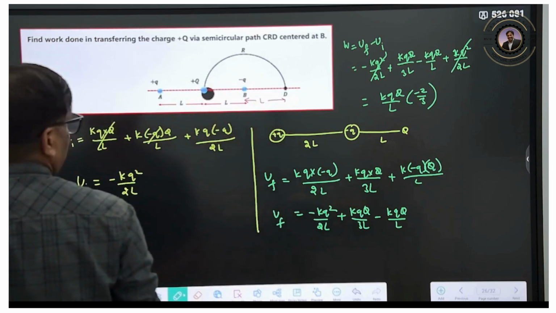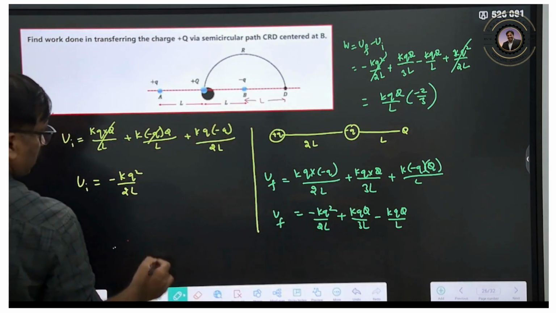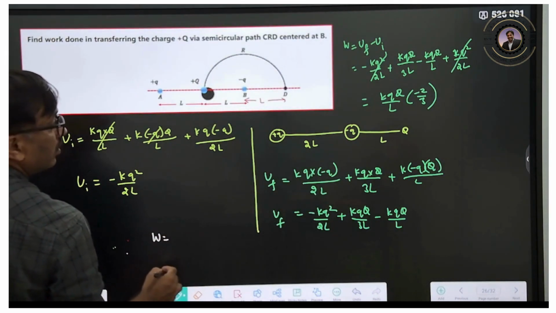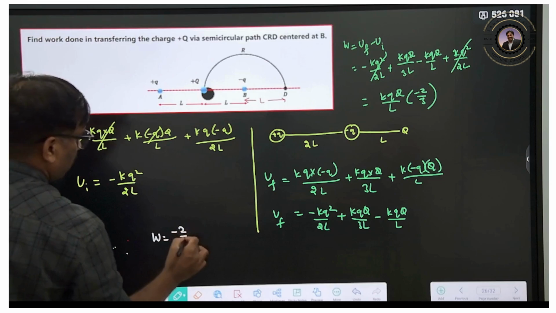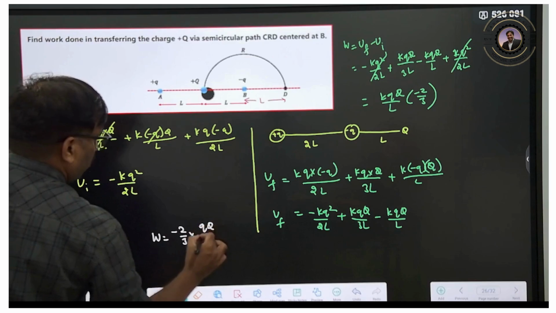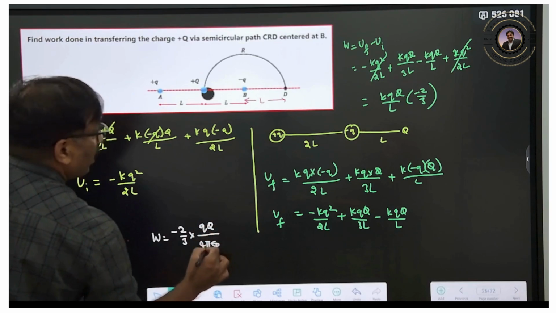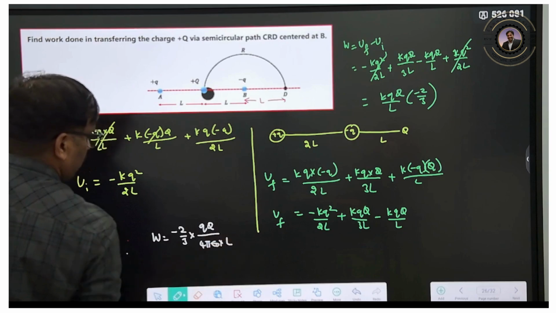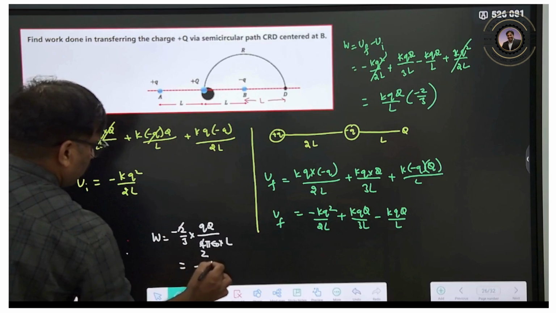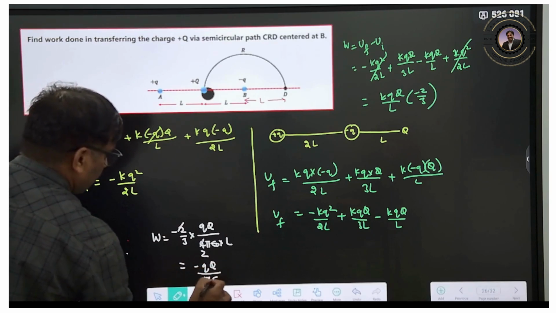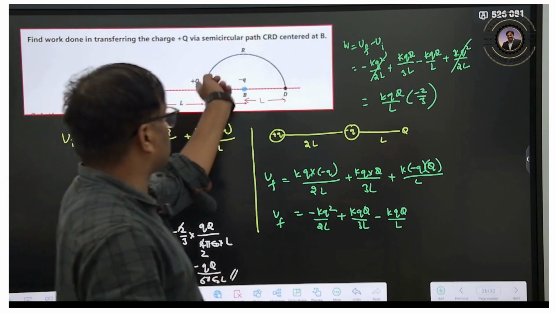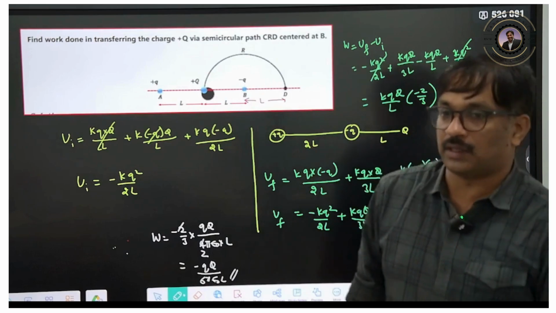Clear? So therefore the work done will be equal to minus 2 by 3 into q into q by 4 pi epsilon naught into L. So this is 2, so minus q into q by 6 pi epsilon naught into L. This much amount of work is done in shifting this charge along the semicircular path onto this. Clear?